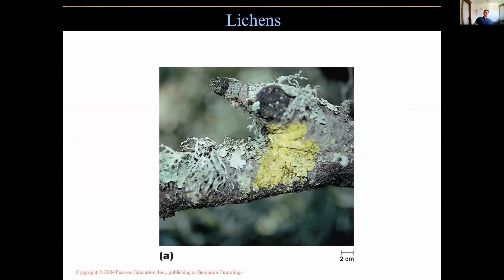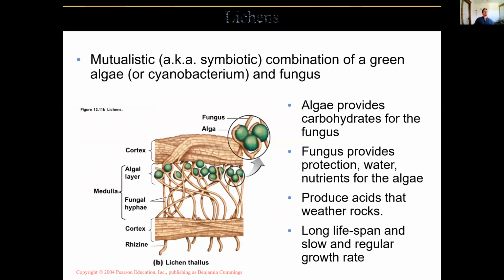Now we're going to be discussing lichens. Here you can see a nice little picture of a lichen. This is a lichen that grows on a tree, obviously, but they can also grow on rocks very, very commonly. So what is a lichen? A lichen is a mutualistic or symbiotic combination of a green algae or cyanobacterium and a fungus.